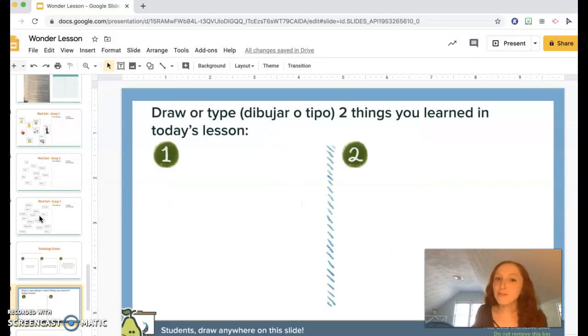This is our wrap-up. Students will draw or type, dibujar o tipo, 2 things that they learned in today's lesson. This also serves as a formative assessment, so I can check to see if students are differentiating between feelings and character traits, and I will do a lot to determine that and prod them deeper to ensure that they have mastered this, but they don't have to master it today. We're going to keep working on this throughout the unit, and students will build upon their knowledge as we move through.